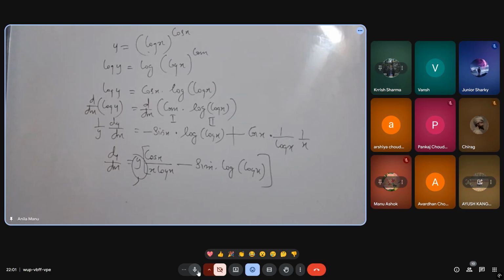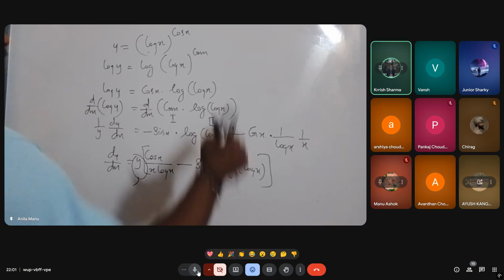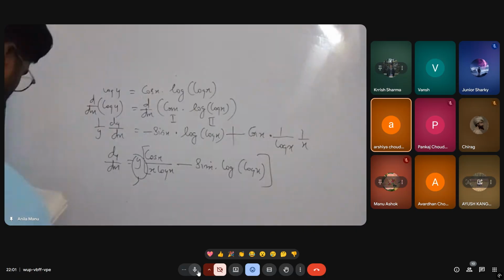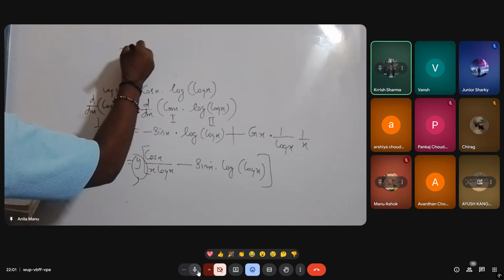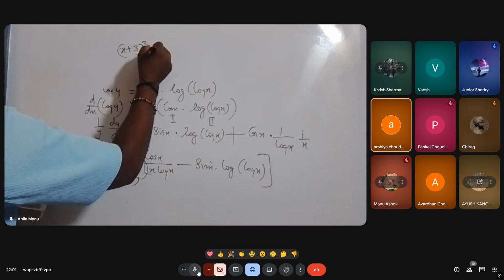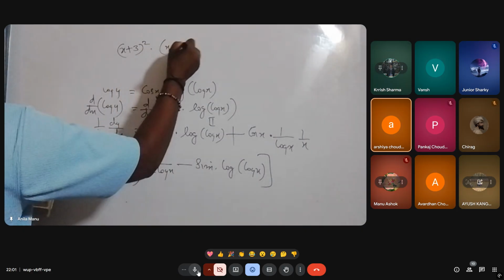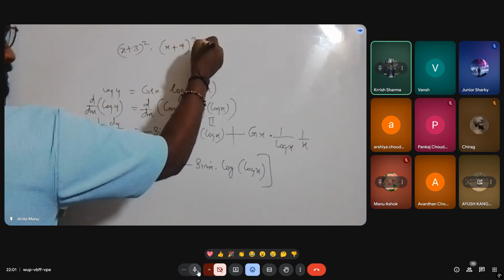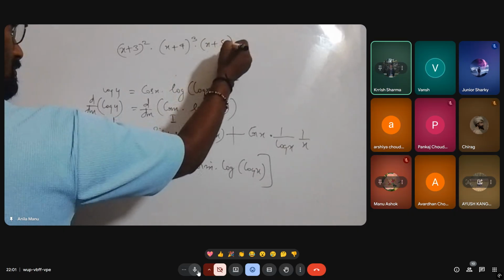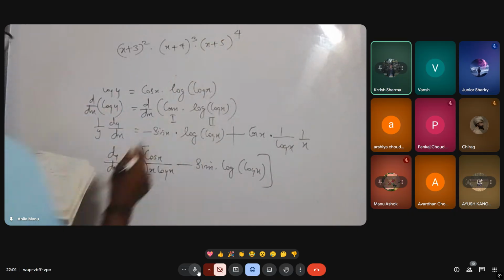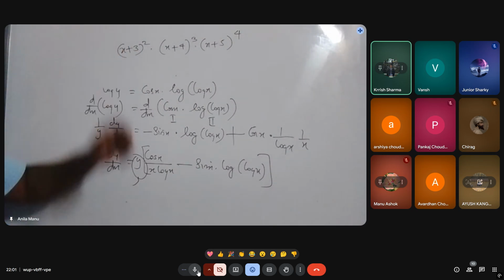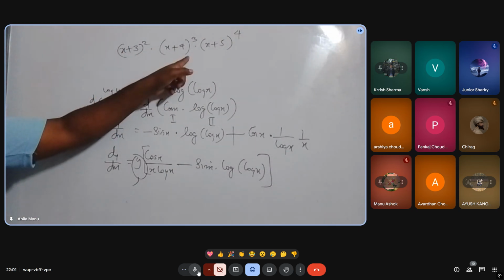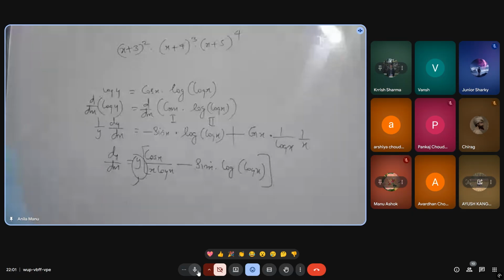Okay. Next one. x plus 3 the whole square into x plus 4 the whole cube into x plus 5 the whole raised to 4.